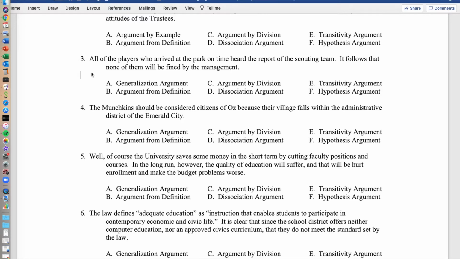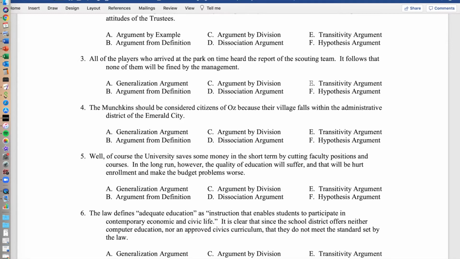And so in this case, you probably recognize we have reasoning by considering relationships between classes or categories of people represented by the different subject and predicate terms. This is, in effect, a quasi-logical argument. That is, it's imitating the form of a syllogism, and we reason that none of the players will be fined by the management because we also know that the players who arrived at the park on time were also in the category of the players who heard the report of the scouting team.